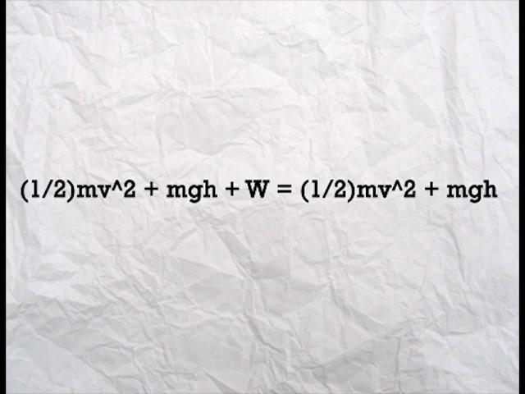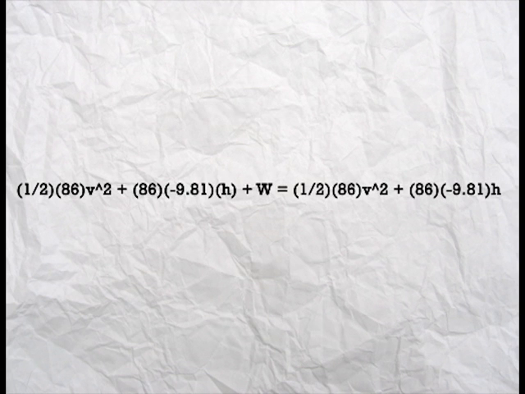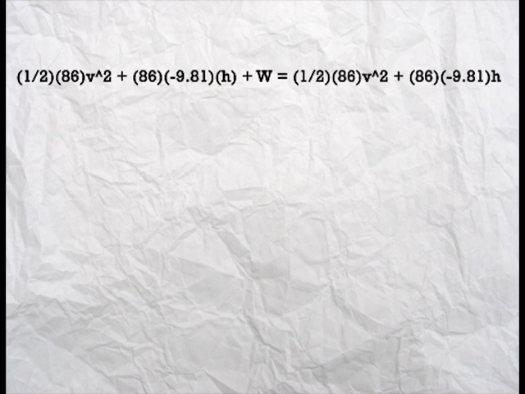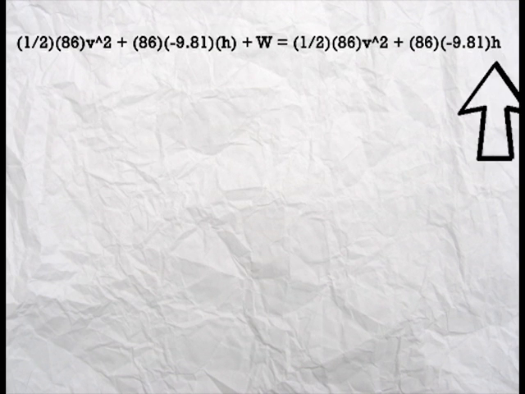We can easily fill in the mass of the stick and gravity. But what about velocity and height? There's a difference between the initial and final. Our initial height is 0, but our final height isn't. Our final velocity is 0, but our initial definitely isn't. To find these, we'll have to use different equations.